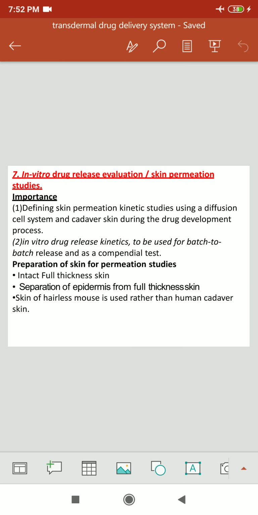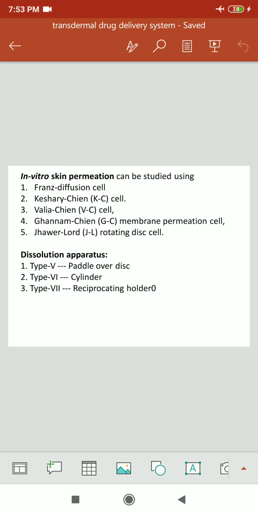Now, in vitro drug release evaluation is done in a diffusion cell. If we are evaluating a tablet, we use the dissolution or disintegration apparatus, but here we are delivering the drug through the skin. That's why we need a diffusion cell. The cells are like the Franz diffusion cell and Valia-Chien cells.